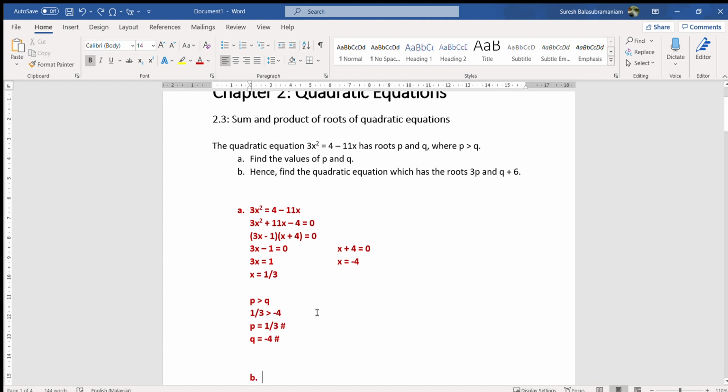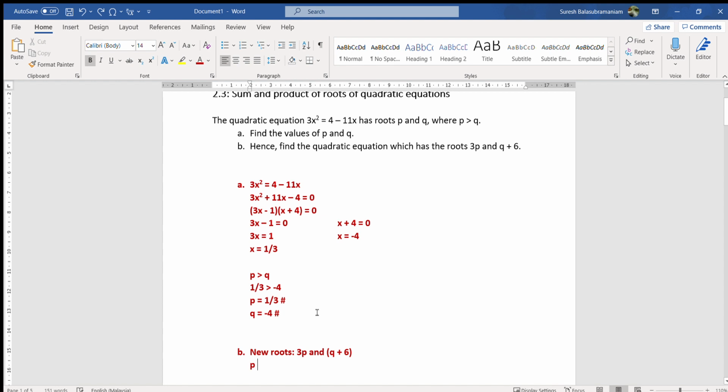Moving on to B. We have new roots which were given in question B, 3p and q plus 6. So I will replace the value of p equals 1 over 3 and q equals negative 4 into the new roots. So I'll get 3 times 1 over 3 and negative 4 plus 6, and that will produce 1 and 2. So the new roots for the new equation will be 1 and 2.